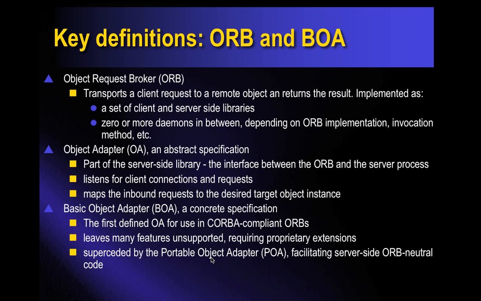So key definitions for ORB and BOA, and in terms of business objects or object requests, pretty straightforward actually. In terms of the object request broker, or the ORB, you usually see this terminology with a ton of middleware. Well, the ORB transports a client request to the remote object and returns the result, implemented as either a set of client and server libraries or daemons between them, establishing the processes or the threads, and depending upon the ORB implementation, may be an invocation of a method.